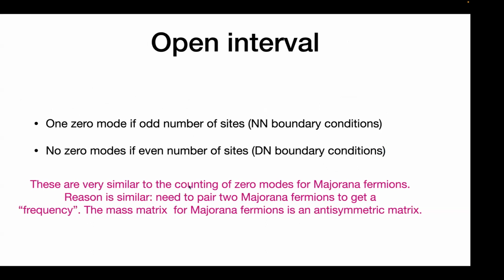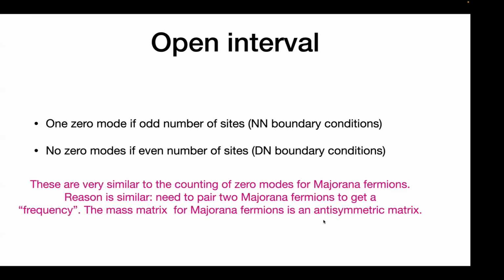If you have an even number of sites, there's no zero modes. It's like Dirichlet-Neumann boundary conditions. And these are very similar to the counting of zero modes for Majorana fermions. And the reason is similar. When you try to pair Majorana fermions to get a frequency or mass, the mass matrix for the Majorana fermions is an antisymmetric matrix.